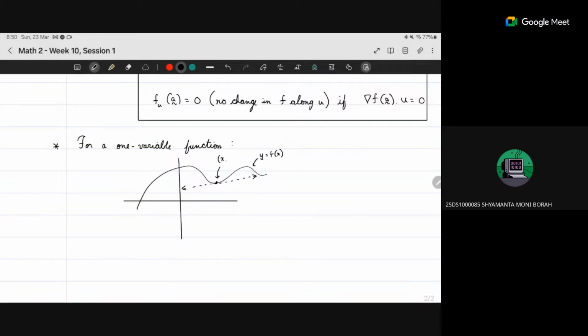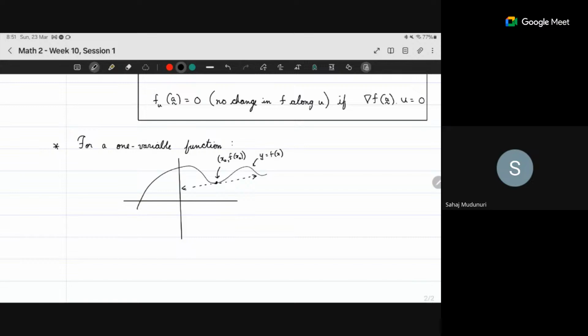So what is this point? Suppose this point has x coordinate x naught, then the y coordinate would be f of x naught. Any point on the graph is of the form x comma f of x, right? So if my x coordinate is x naught, my y coordinate is f of x naught. That is what it means to say the graph of the function.